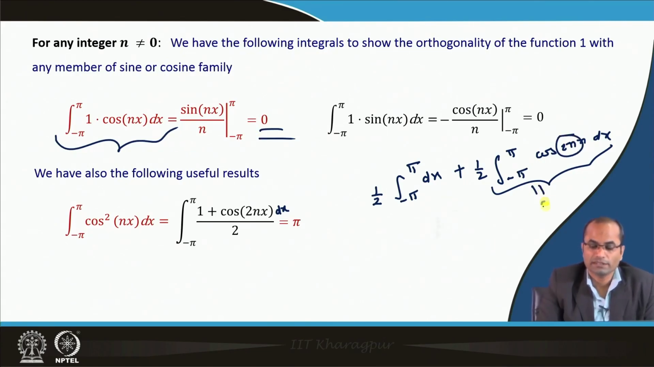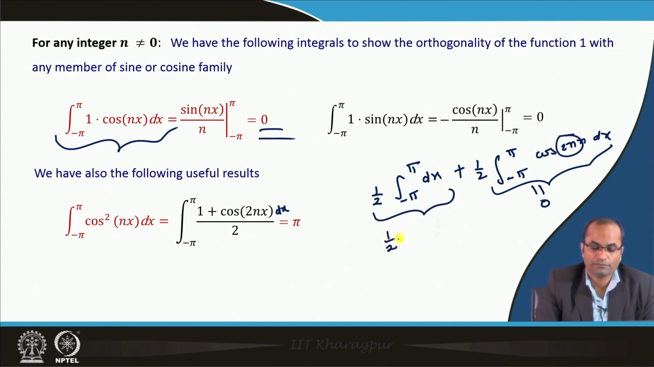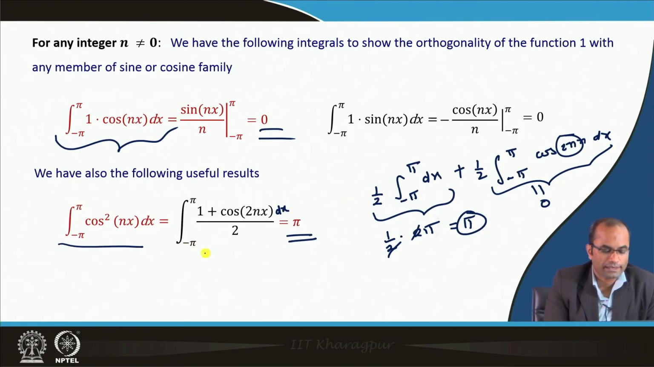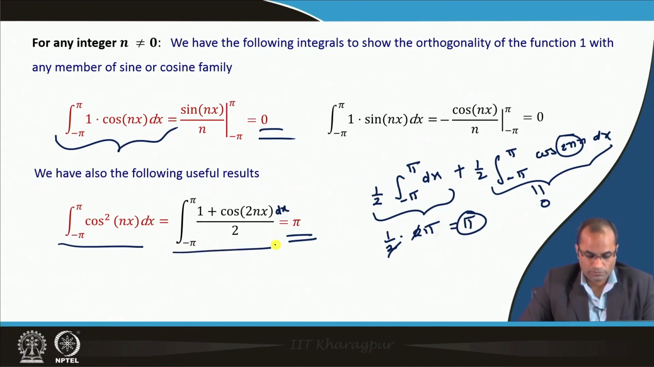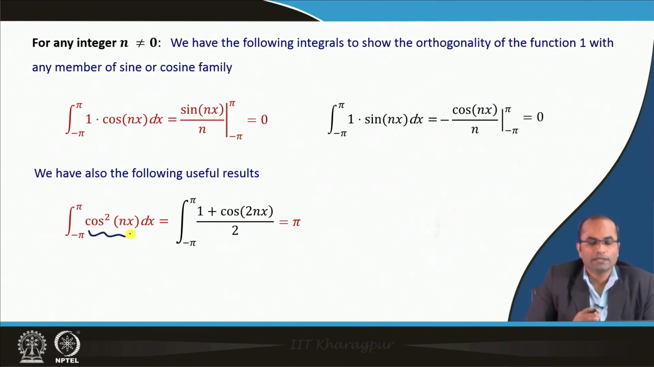So, this integral is 0, whereas the first one gives half and this is 2 pi. So, we get the value pi there. So, here we have the value pi. So, the integral of cos square n x dx is equal to pi. So, when we take the same member of the family, then the value is pi.